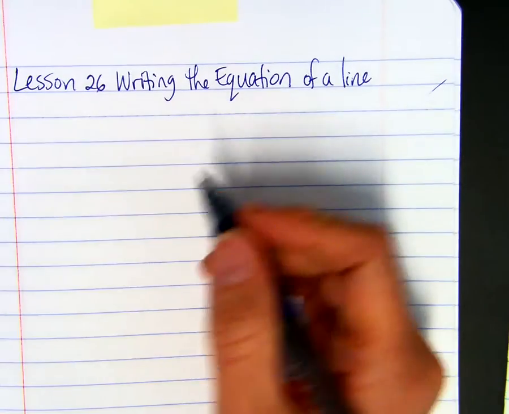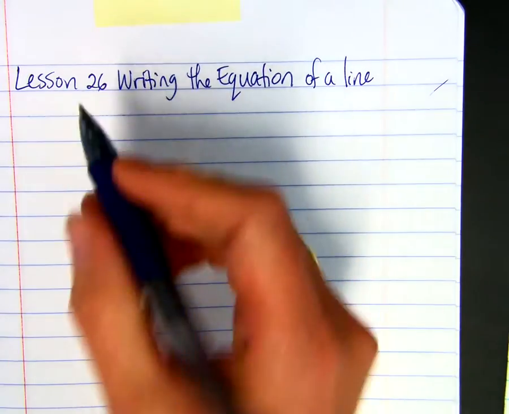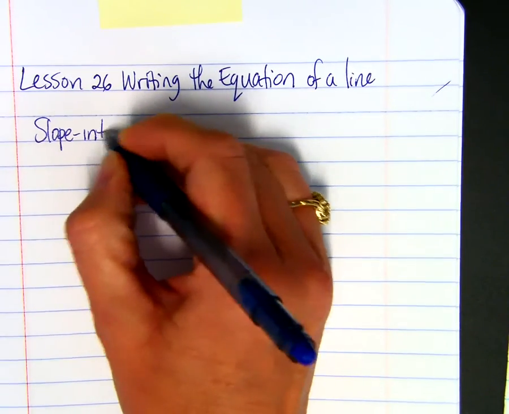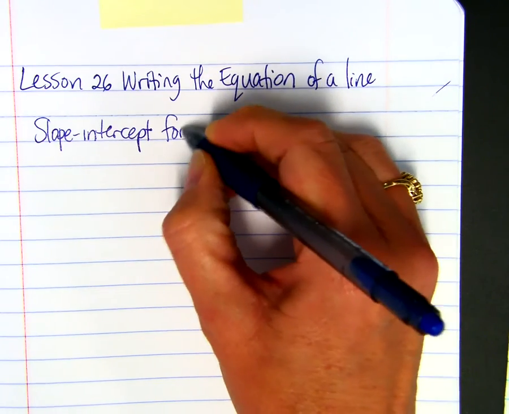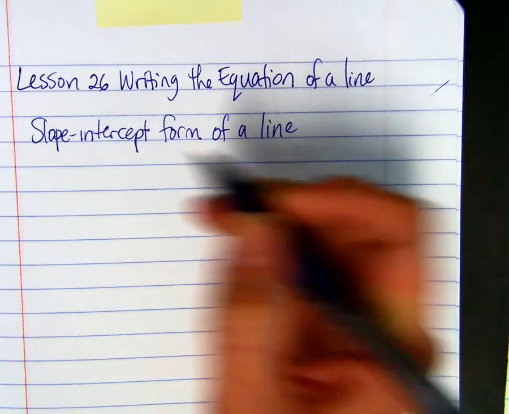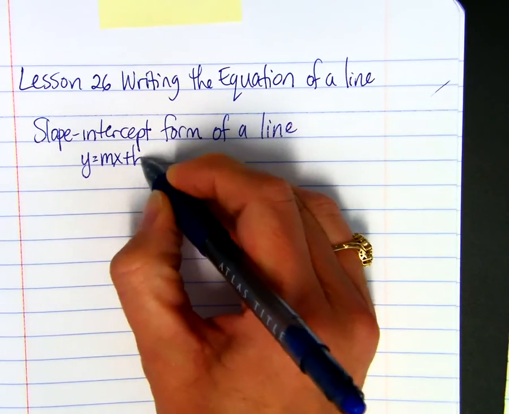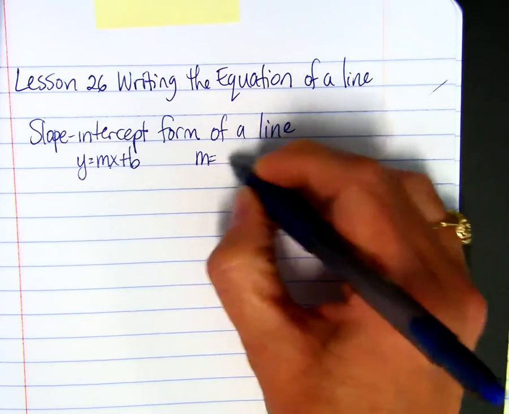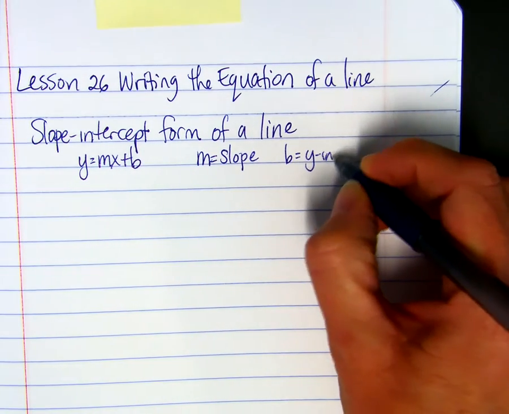So we have different forms of equations of lines. One's called the slope-intercept form, the best one according to me. And that is y equals mx plus b. Y and x are your variables, m will be the slope, and b is the y-intercept.